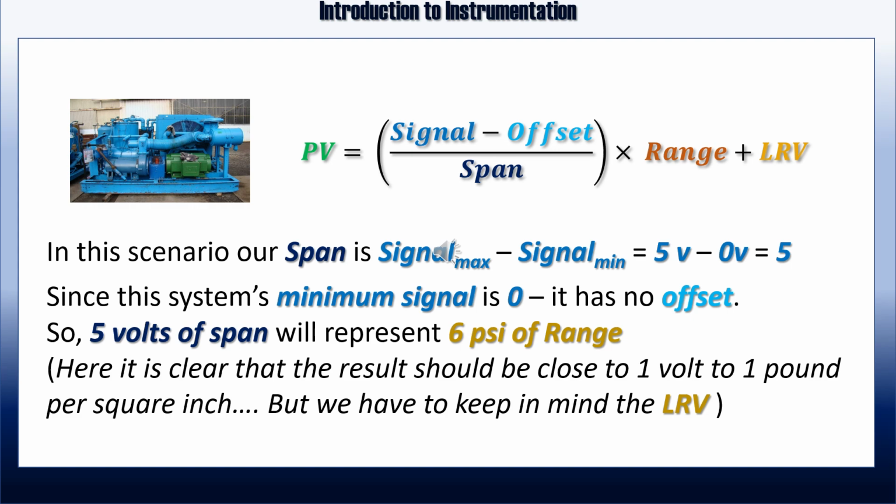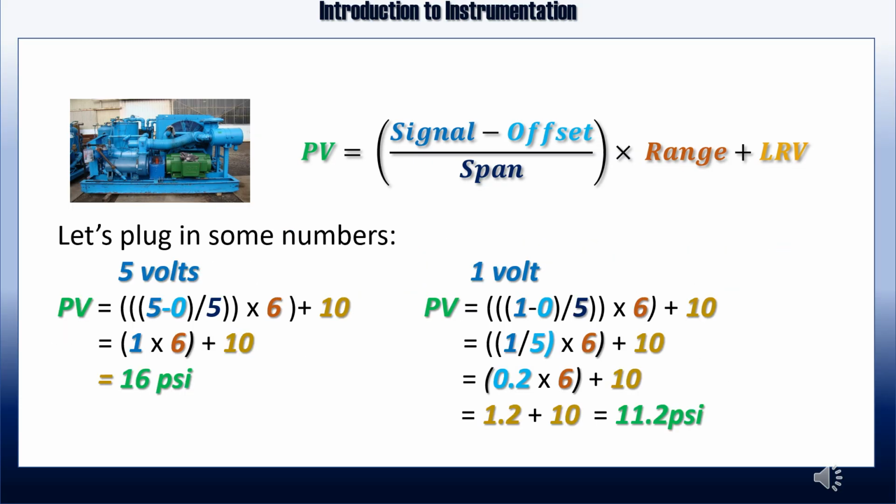So 5 volts of span will represent 6 pounds of pressure of range. Now here, it's pretty clear that the result we get should be close to 1 volt to 1 pound per square inch. But we have to keep in mind the lower range value. So let's look at a couple of examples, something that might come up in the system.